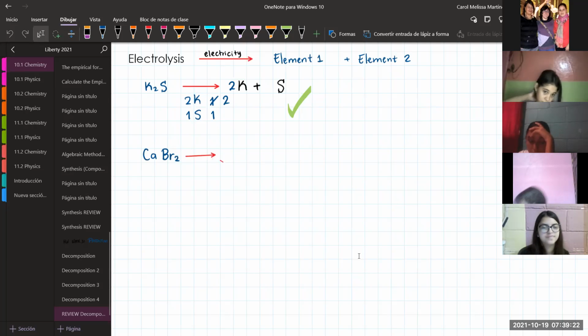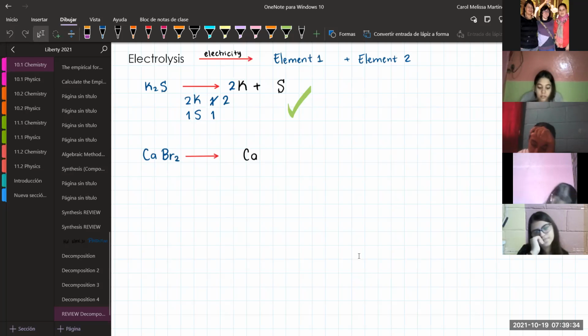Okay, this one. Calcium bromide. How is this going to break down? Just separate the elements. Calcium plus bromine. Is calcium diatomic? No. Is bromine diatomic? Yes. Do I need to balance? No. At a glance, you can see it is already balanced.